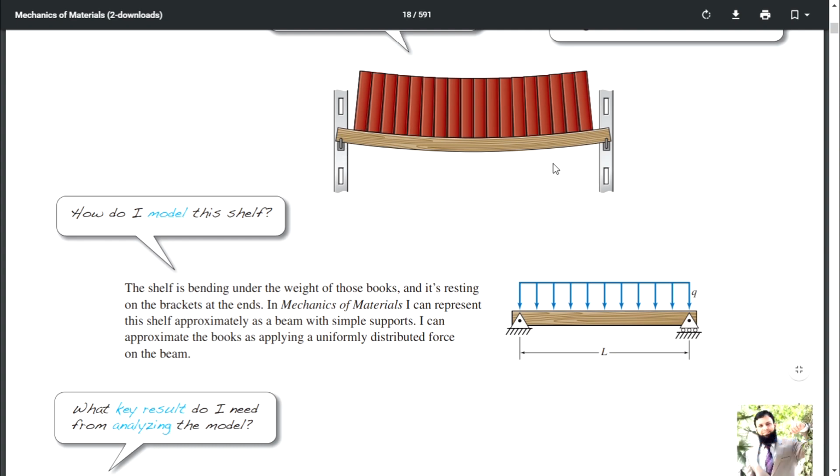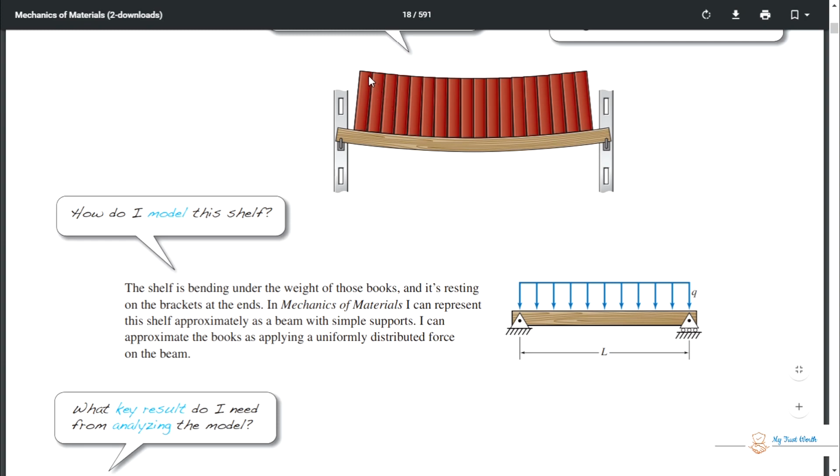So these are the brackets on which it is resting. In the mechanics of materials, I can represent this shelf approximately as a beam with simple supports. So this is a beam and simple supports are provided. I can approximate the books as applying a uniformly distributed force on the beam. So these are the uniformly distributed forces.